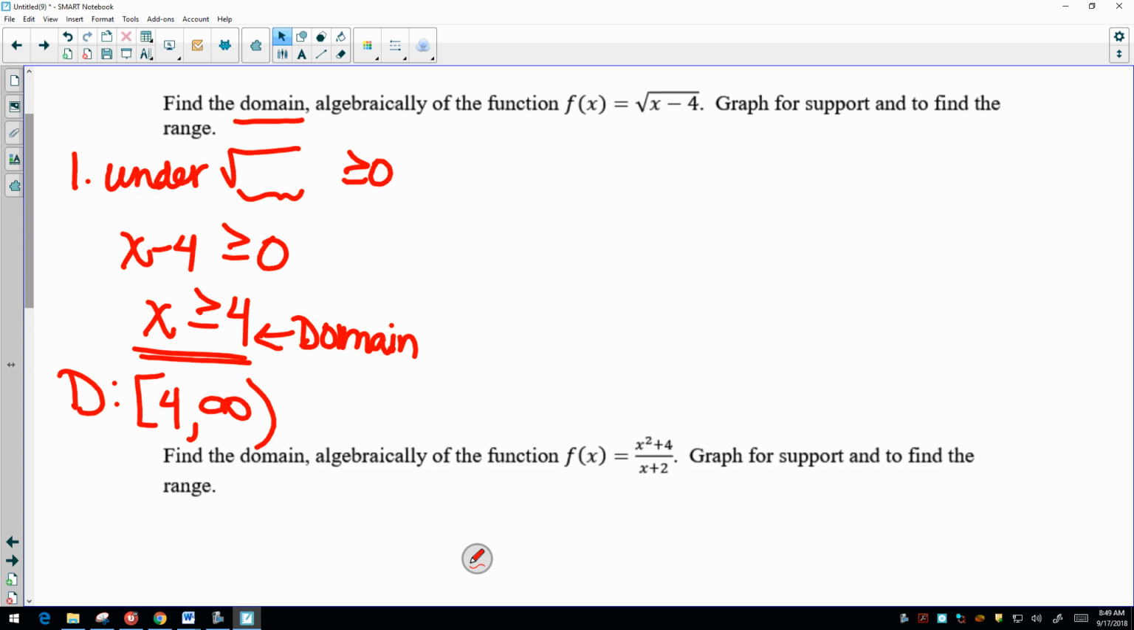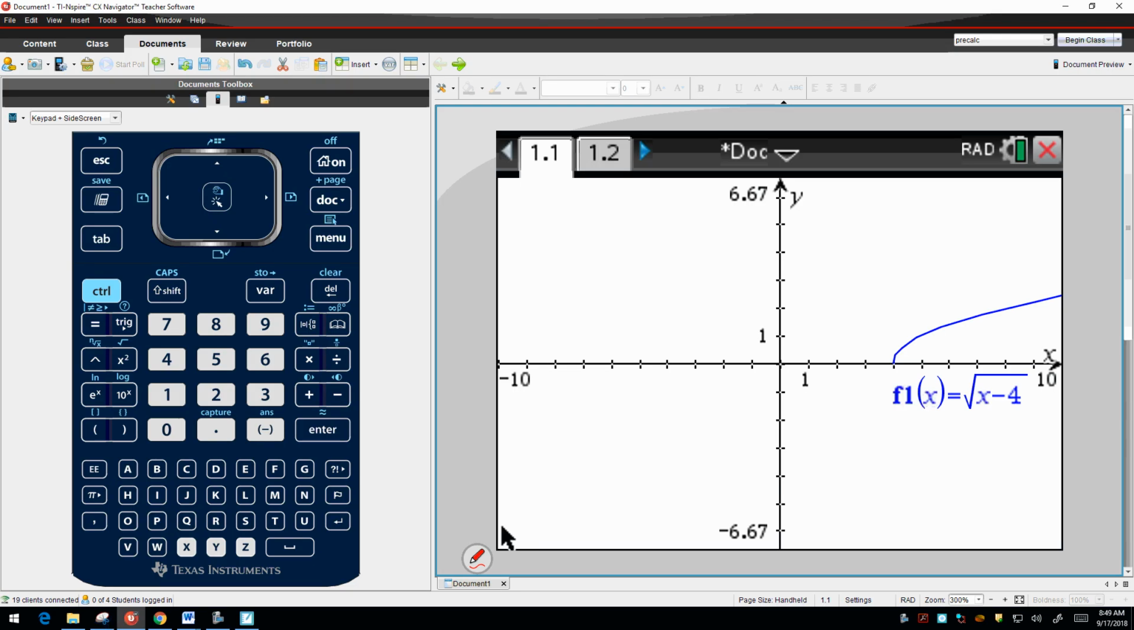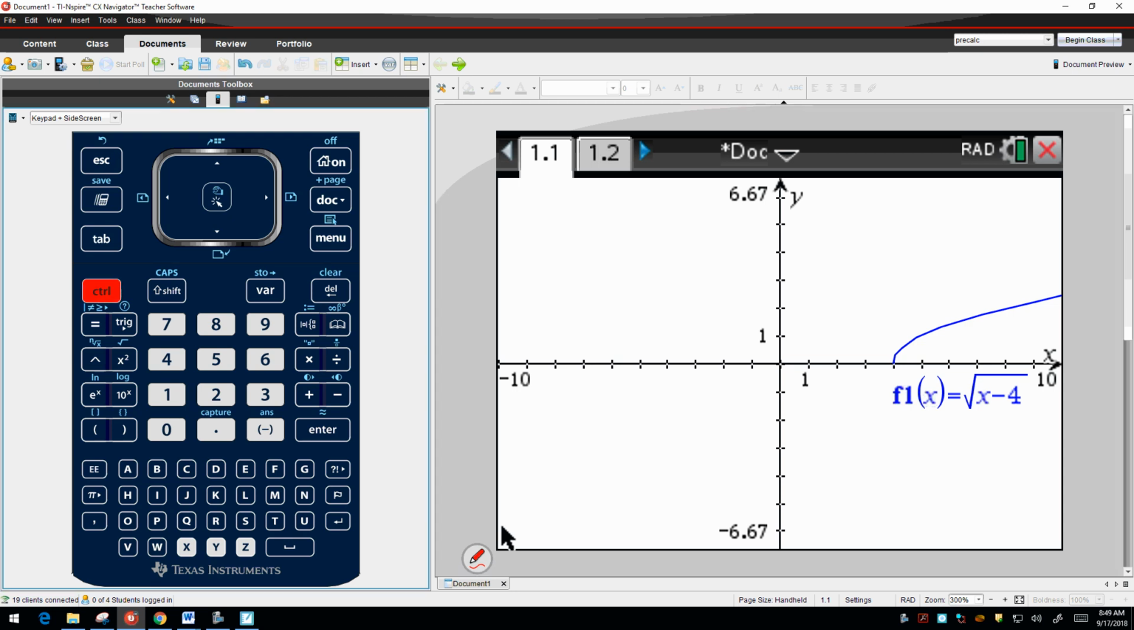Now it says we want to graph it, and we want to find the range graphically. So if we flip over to our calculator, I can see on the calculator, looking at the graph, I can see it hits at 4, it includes 4, and it goes on in that positive direction forever. You can also check that by going to your table.